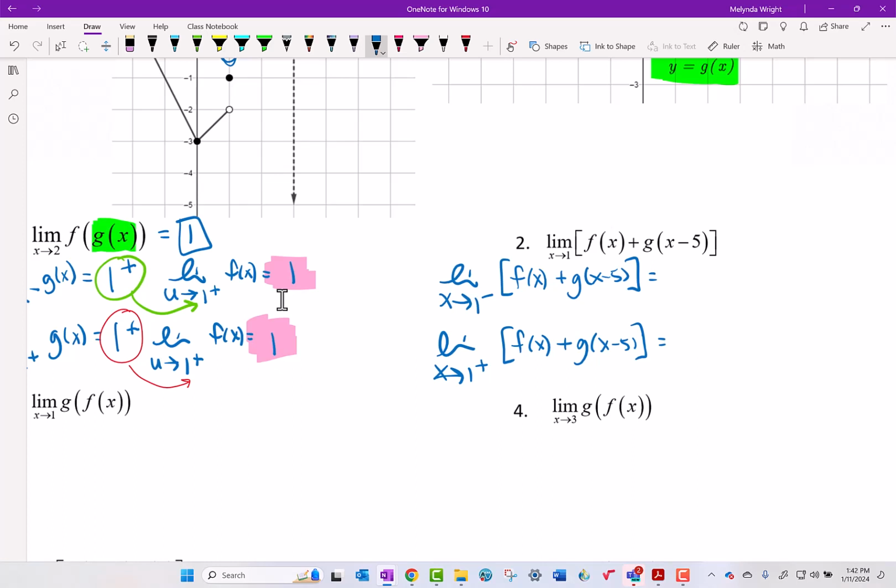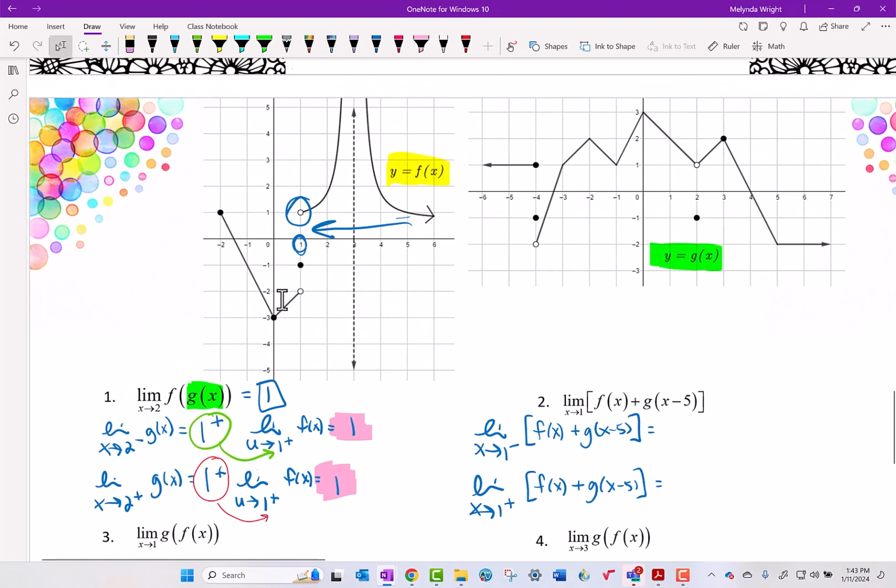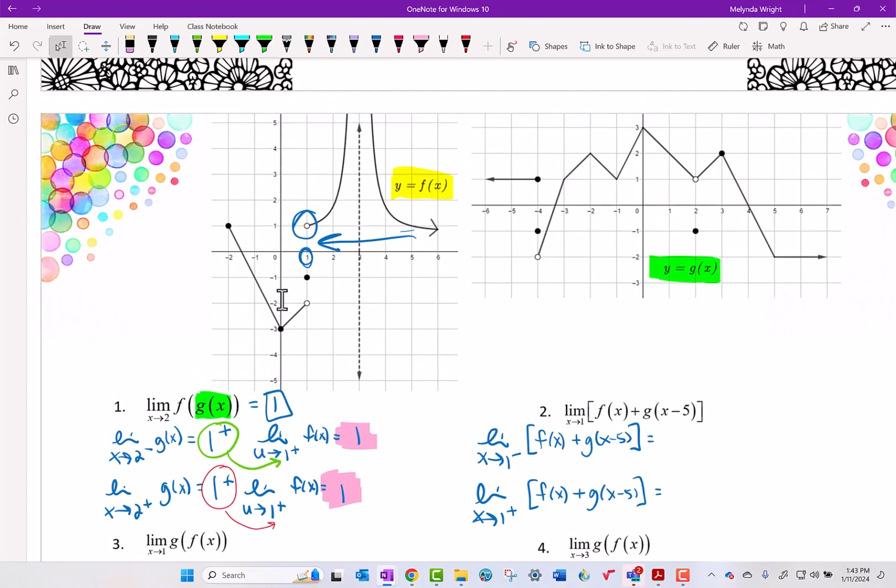Now, when we have a regular old function like just f of x, that's pretty straightforward. We're going to look at the graph of f. So where is it? It's right there. I want to see what is happening as I approach 1 from the left. I'm coming this way. What y value am I headed towards when I approach 1 from the left? -2. So that's -2 plus.